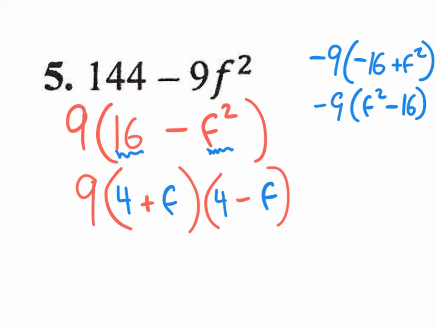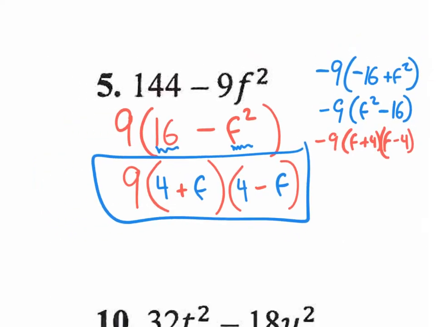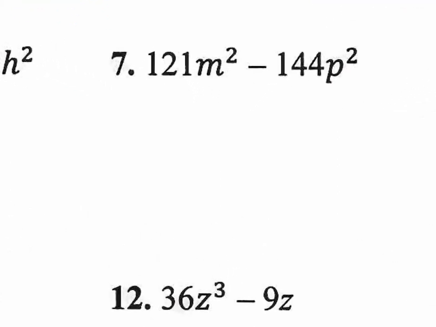Now I would have pulled out a negative 9 because I like to have a positive f squared. I like to have it in standard form. And then I think it's a little nicer to have a negative 9 and then f plus 4, f minus 4. But the book left it like this with the f second and the 4 first. Doing the odd ones only, guys. Let's jump to number 7.